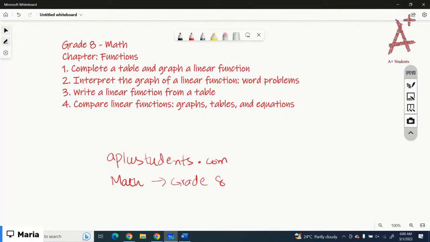So there you can find a list of the chapters. We're going to start with the chapter functions. And the lessons we're going to cover today are: complete a table and graph a linear function, interpret the graph of a linear function, word problems, write a linear function from a table, and compare linear functions: graphs, tables, and equations. So let's start with the first lesson, that is complete a table and graph a linear function.